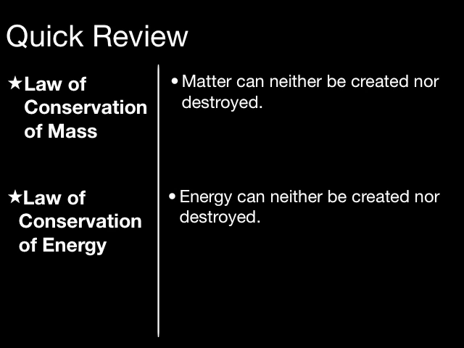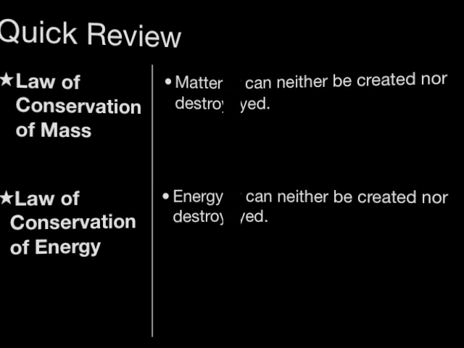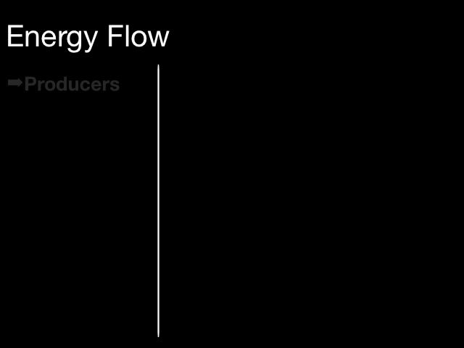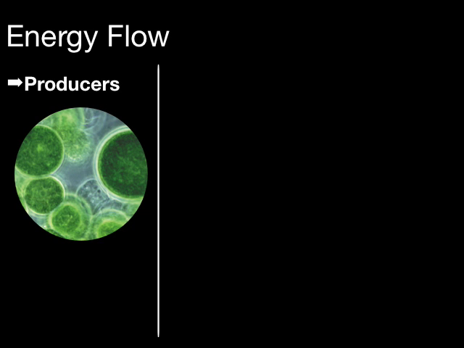Both of these laws are important to keep in mind when talking about ecosystems. Both matter and energy in an ecosystem don't disappear. They simply change forms and are recycled through all of the living organisms throughout the ecosystem. Now, even though both matter and energy are recycled through an ecosystem, it's vitally important to remember that without a constant supply of energy, living systems cannot function.